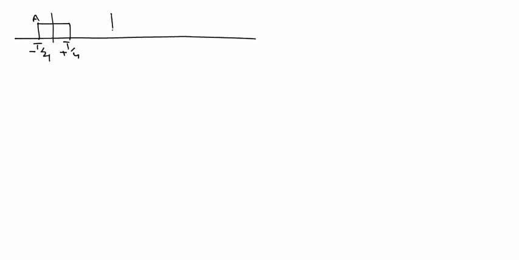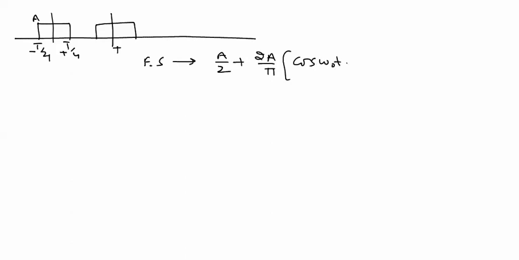This we conclude: we have a pulse train of period T with magnitude A. Fourier series for that is A by 2 plus 2A upon pi cos omega naught t minus 1 by 3 cos 3 omega naught t plus 1 by 5 cos 5 omega naught t, and so on.